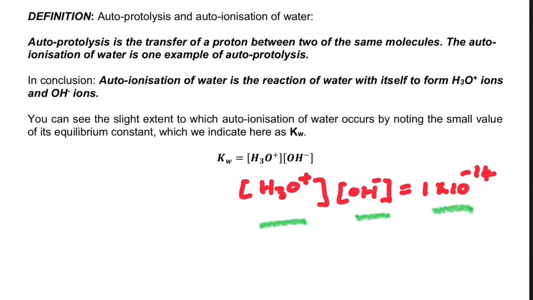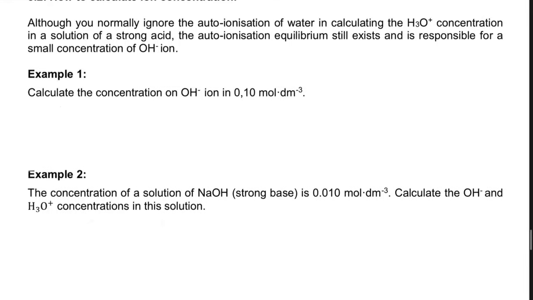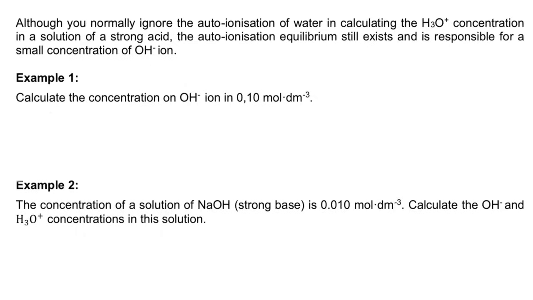But for the time being, let's take a look at how we can use that to calculate ion concentration, right? Although you normally ignore the auto-ionization of water in calculating the H3O+ concentration in a solution of a strong acid, the auto-ionization equilibrium still exists, and it is responsible for a small concentration of OH- ion, right? Let's take a look at an example. Calculate the concentration of OH- ion in 0.1 mole per decimeter cube. Well, you can see that this question doesn't make much sense. I think there's a typing error here. So let's take a look at example 2 instead.